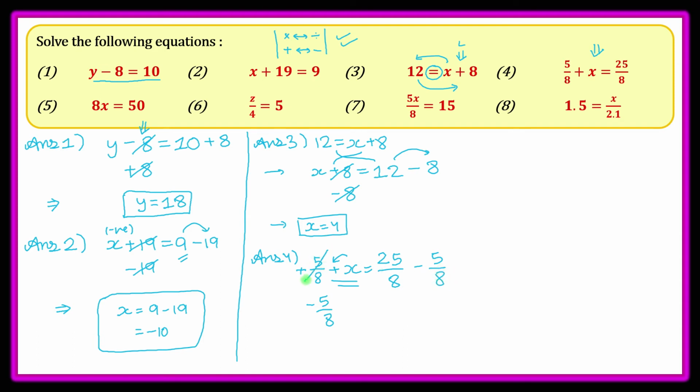So like this, cancelling on the left hand side, I am going to get the answer x equals 25 minus 5 upon 8. This will give me 20 upon 8, which is just equal to 5 upon 2, because 4 fives are 20 and 4 twos are 8. So 5 upon 2 would be the answer here in this case. So let's solve it. Now we are going to solve the rest of the 4 questions in the next slide.